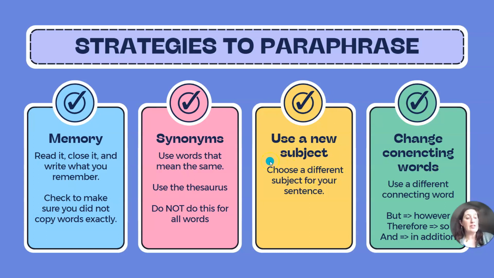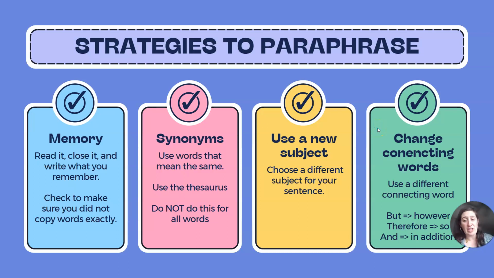So when you use a new subject, it means choose a different subject for the sentence that you are writing. If the original sentence started with the word people, you should choose a different subject, like reasons, or something that applies, of course, to your sentence. But try not to use the same subject or even a synonym of the same subject. Try to change the order of the sentence around a little bit.